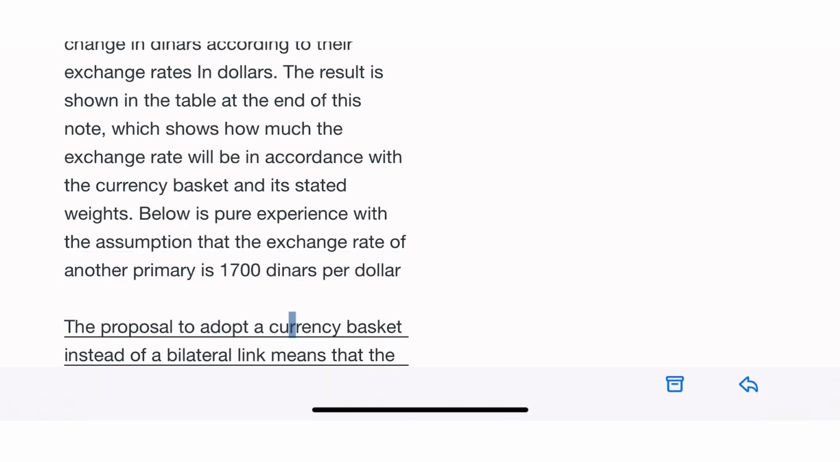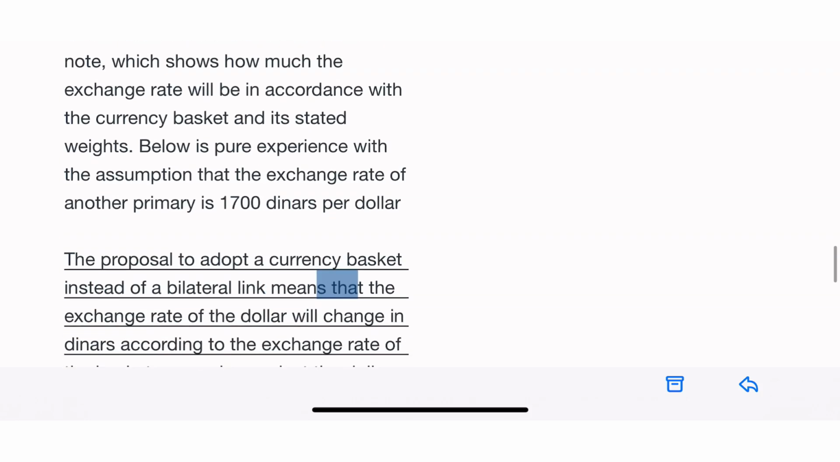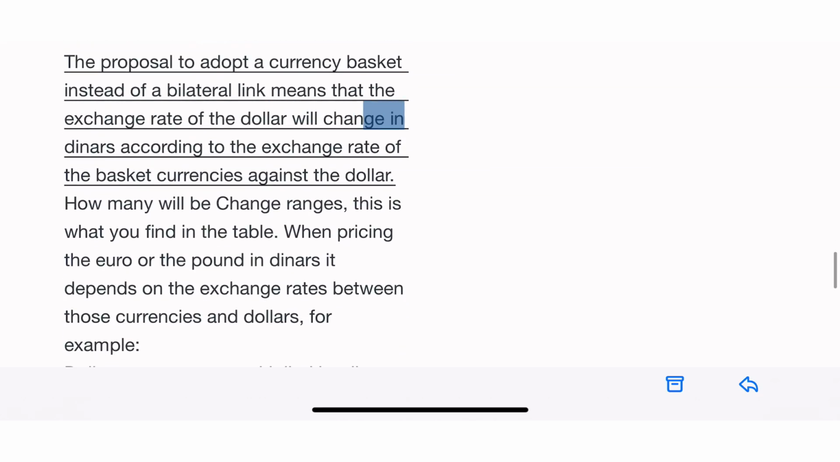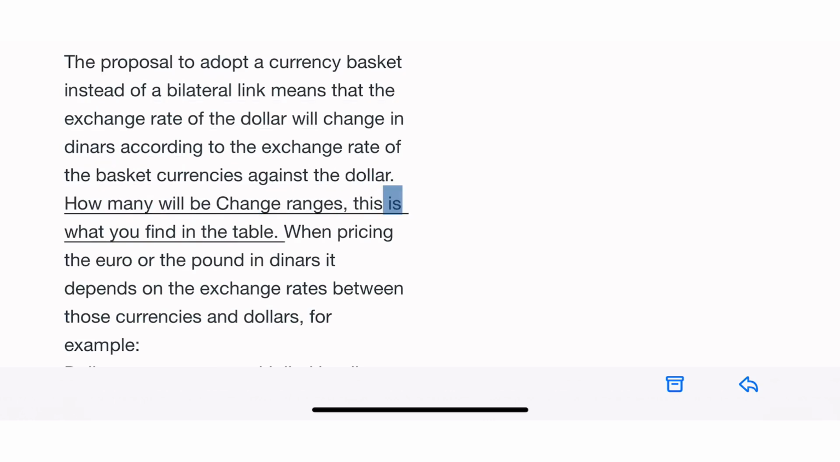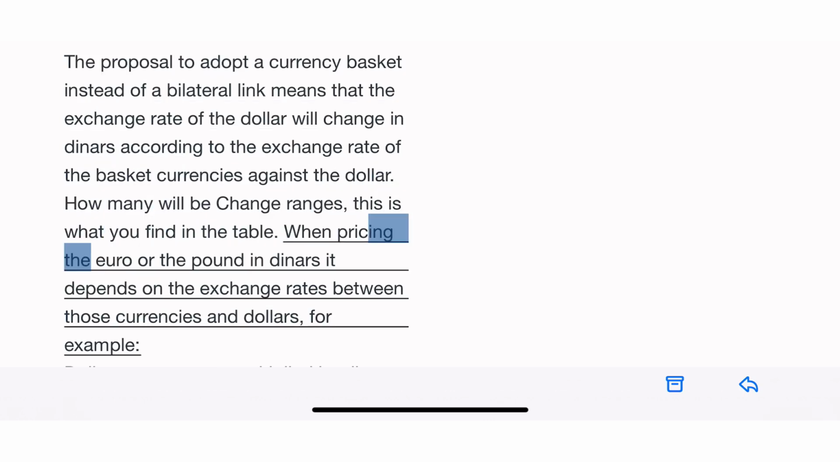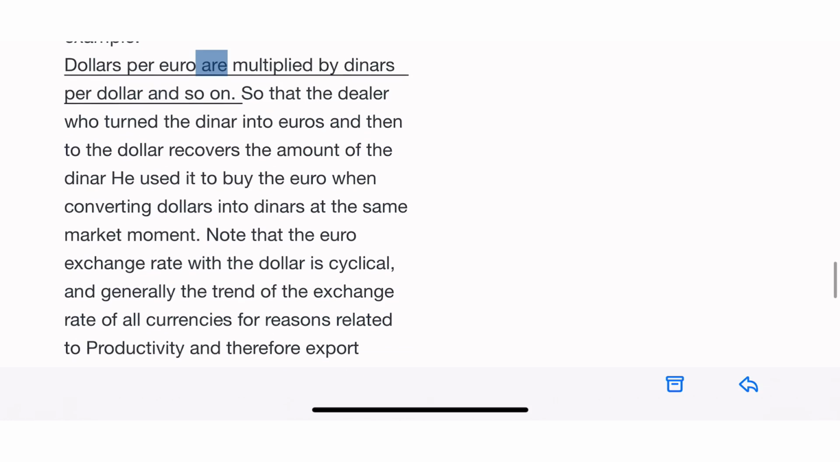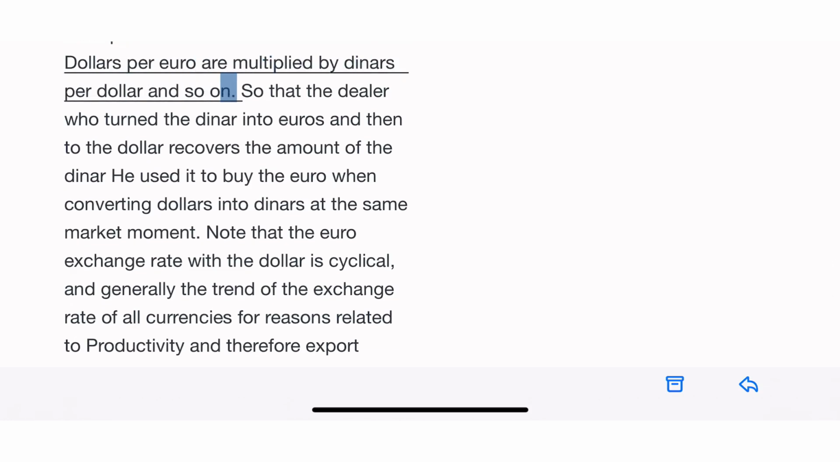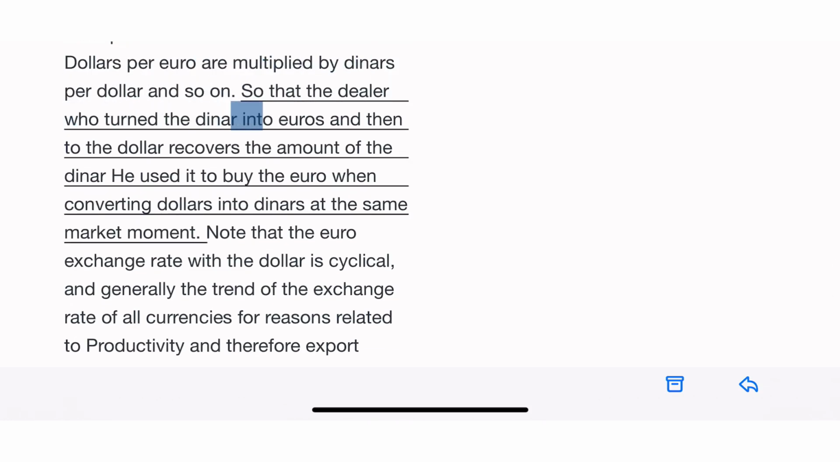The proposal to adopt a currency basket instead of a bilateral link means that the exchange rate of the dollar will change in dinars, according to the exchange rate of the basket currencies against the dollar. How many will the change ranges be? This is what you find in the table. When pricing the euro or the pound in dinars, it depends on the exchange rates between those currencies and dollars. For example, dollars per euro are multiplied by dinars per dollar and so on, so that the dealer who turned the dinar into euros and then to the dollar recovers the amount of the dinar he used to buy the euro when converting dollars into dinars at the same market moment.